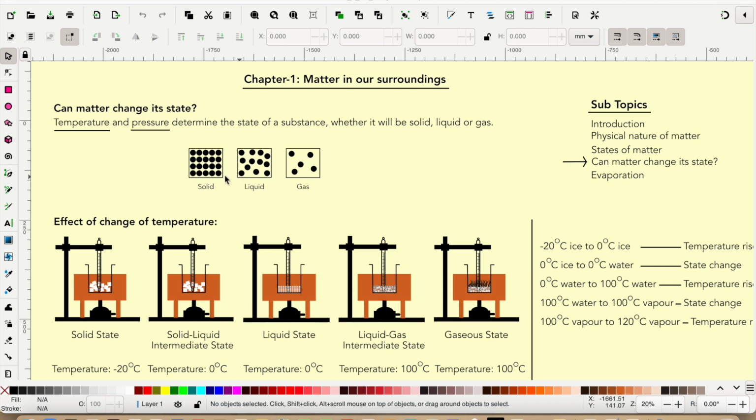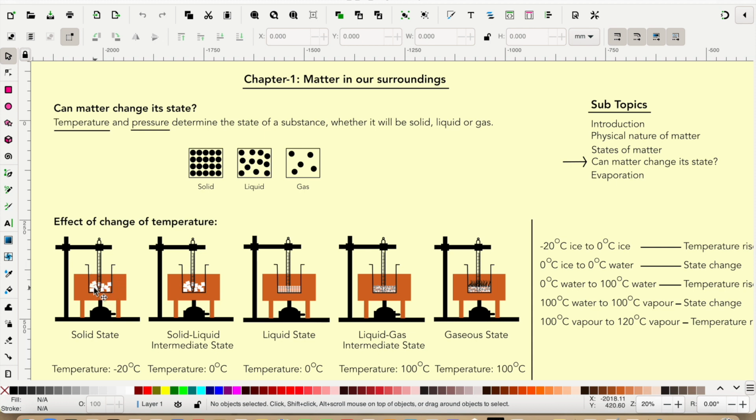As a result, solid particles which were vibrating at their mean position overcome the force of attraction with other particles and start roaming around freely. In this process, solid changes to liquid and liquid changes to gas. What happens during state change? Let us understand by an experiment.